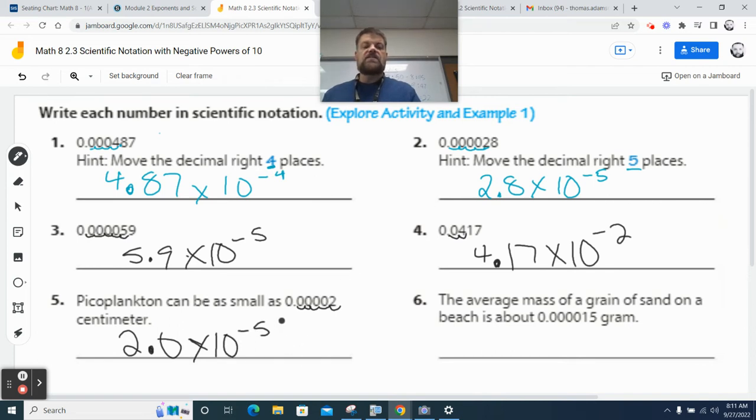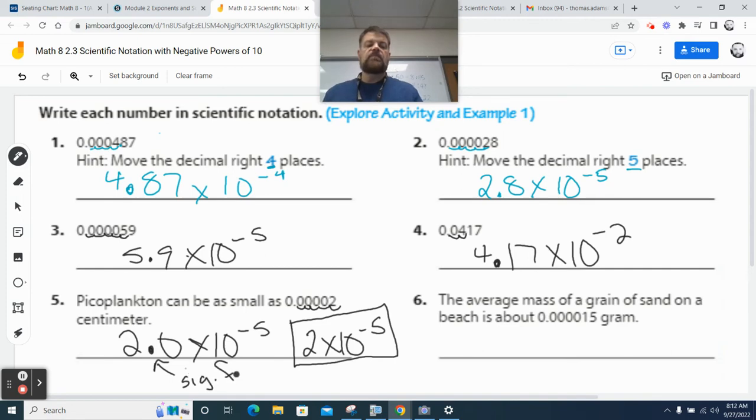But you can write this as just 2 times 10 to the negative 5. In fact, I think this is how they have it in the back of the book. We'll talk about this later. This has more to do with significant figures. That's a different concept. But for problem number 6, I'm going to go 1, 2, 3, 4, 5. So I got 1.5 times 10 to the negative 5. Let me double check my book. Yeah, that's right. Are there any questions on that?